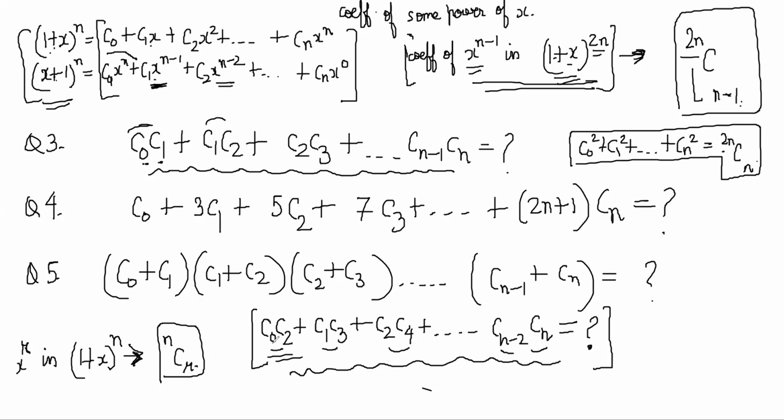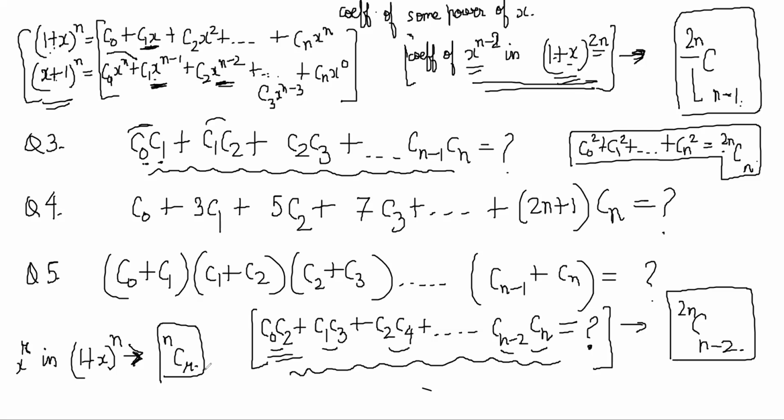So here the difference is 2. So then it becomes 2nCn minus 2. Correct. Why? Because you follow the same process, reverse it and multiply. You will notice that C0, C2 has power x^(n-2), and C1, C3 has power x^(n-2) again. The same logic: it is the coefficient of x^(n-2) in (1 plus x)^(2n), right? So that answer will become 2nC(n-2), right?